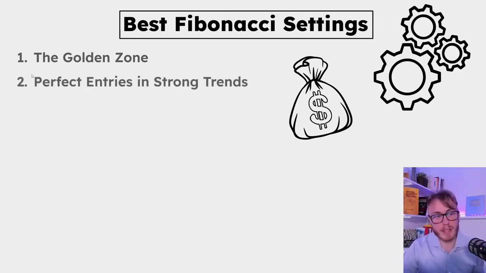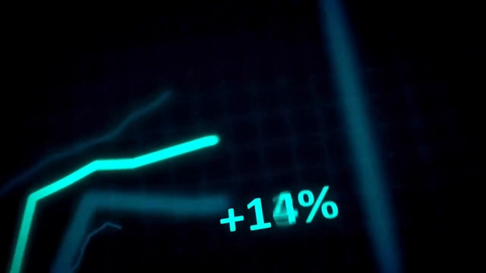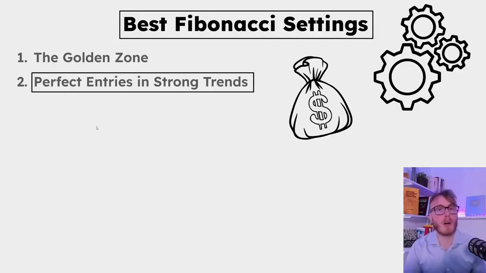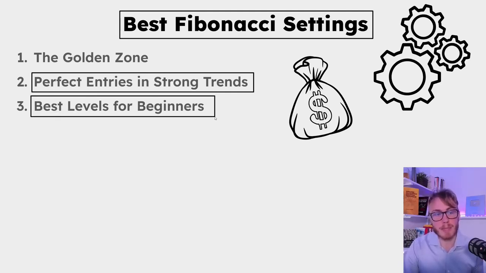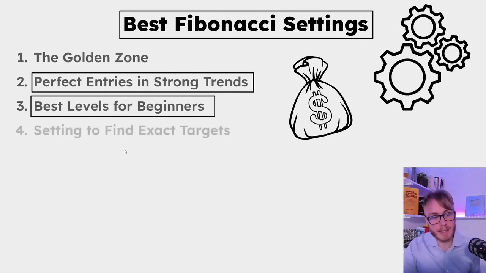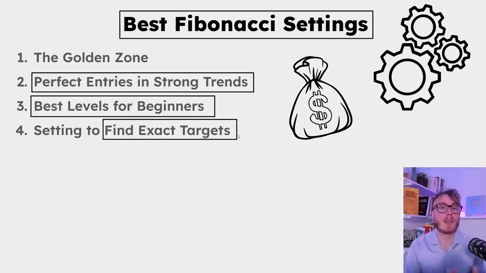The next setting I want to take a look at is a setting to get perfect entries in strong trends. So this setting is better when we are in a strong trend compared to if we are in a more weak trend, or if we are in no trend at all. You shouldn't even use that setting, but this one can be great in strong trends. The next setting I want to take a look at is the setting that I find is the best setting for beginners. So here I will take a look at the best Fibonacci levels for beginners. And last but not least, I will take a look at a setting to find exact target levels.